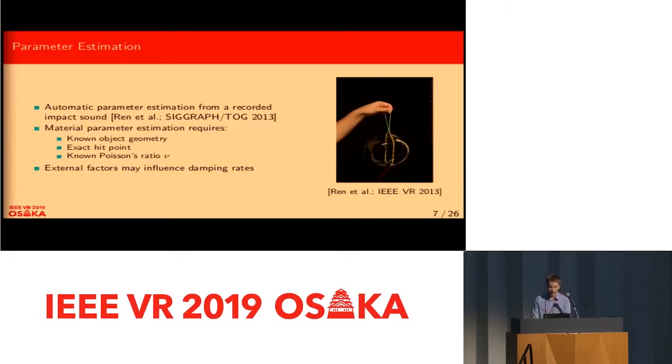However, this prior work requires additional knowledge about the object, including the object's geometry, the exact point at which it was struck to create the impact sound, and the object's Poisson's ratio. Additionally, there may be some external factors which influence the observed damping rates, which have required the sounds to be recorded in carefully controlled environments.